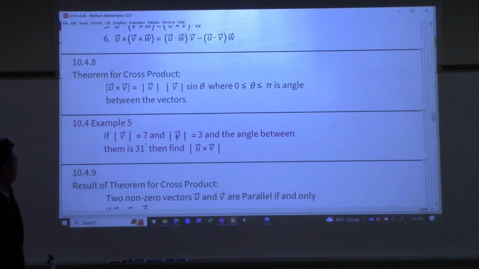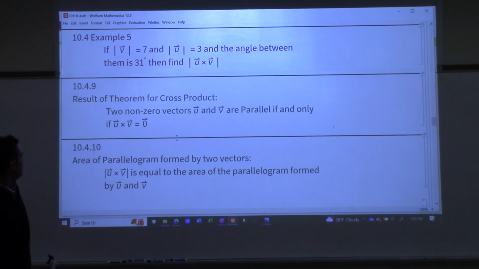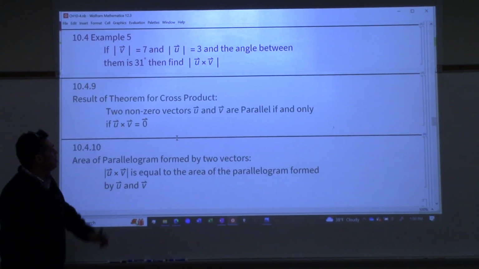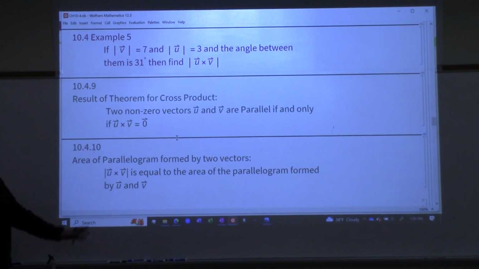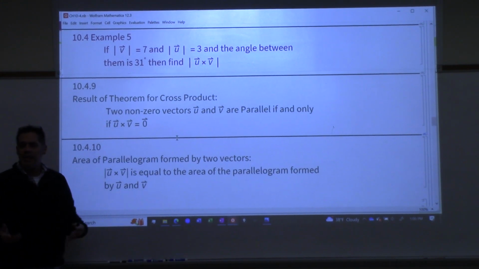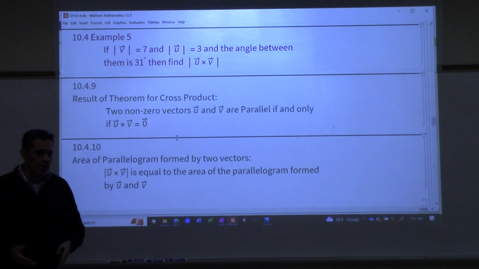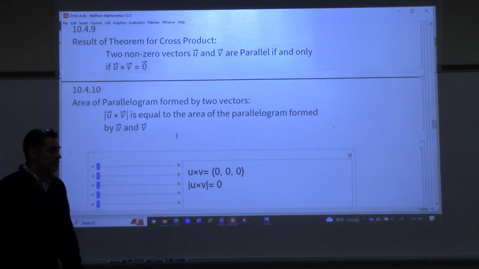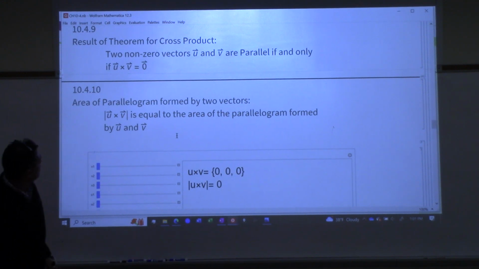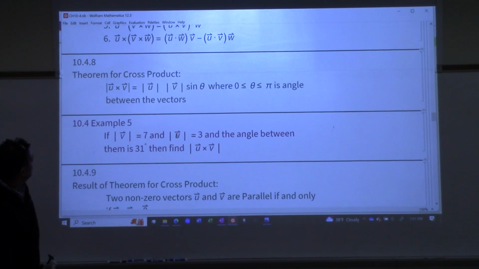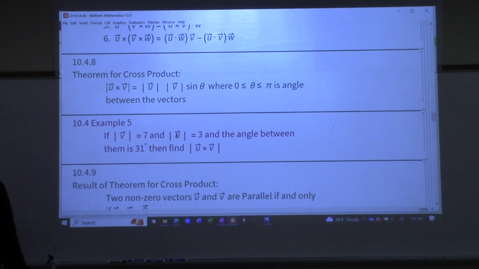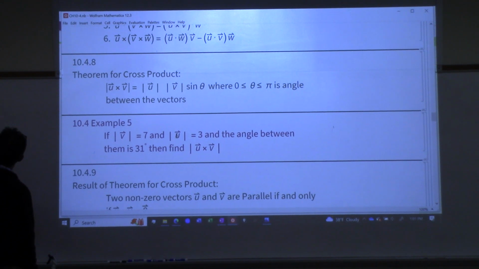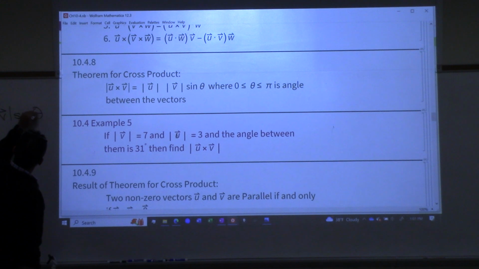And then I think we went through this example. We did talk about the cross product being the zero vector meaning that the two vectors are parallel to one another. All right, so yes. Did I see that theorem again? I want to write it down. Magnitude of u, magnitude of v, sine of the angle between them.